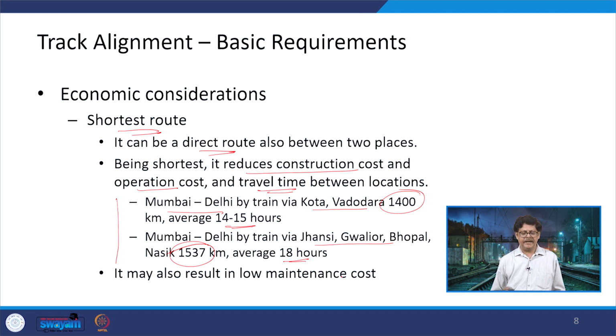So, that is another issue which can be looked at. It also results in low maintenance cost, because the total rolling stock and the total track being laid is of shorter length. So the requirements will be lesser. But if it is a longer length, say Mumbai to Delhi via Jhansi, Gwalior, then the maintenance cost may be relatively more than the alternate route.